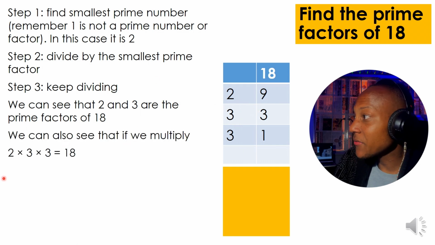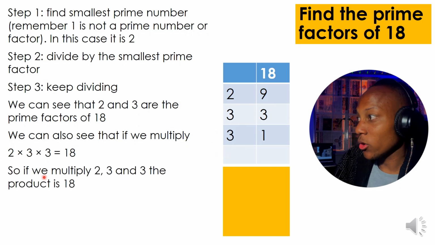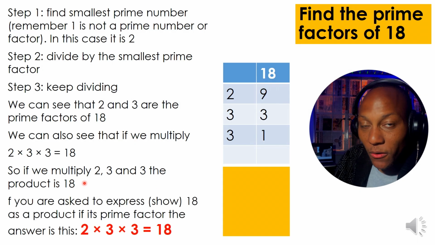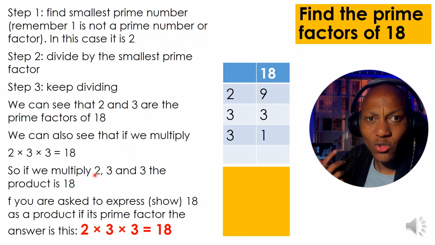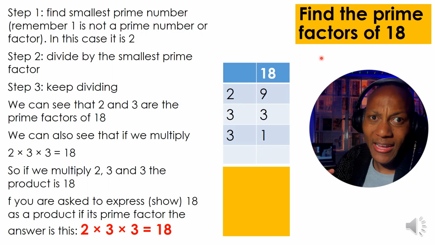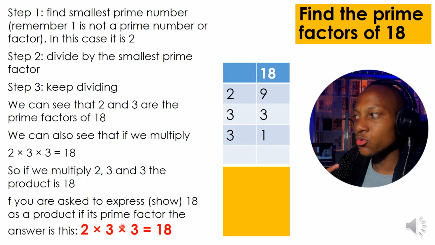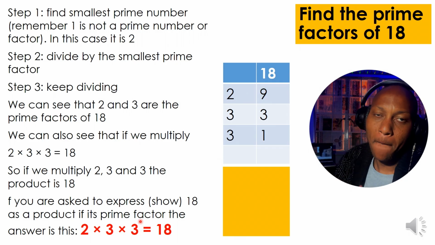So we can see that if you multiply 2 times 3 times 3, we get 18. So if we multiply 2 times 3 times 3, the product is 18. If you are asked to express 18 as a product of its prime factors, they just want you to tell us what prime numbers you multiply to get 18. So the answer would be 2 times 3 times 3 is equal to 18.